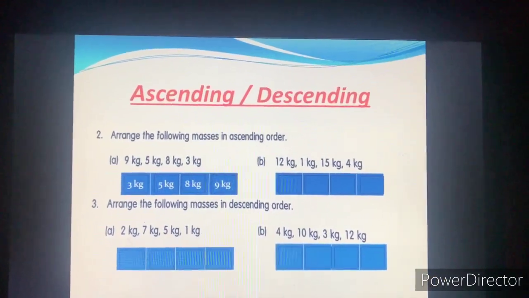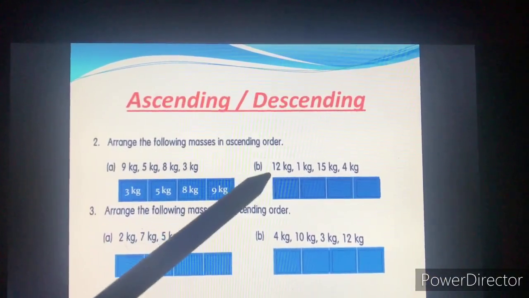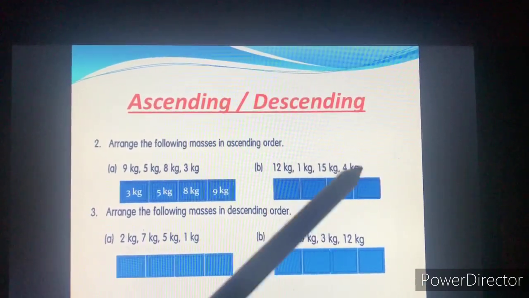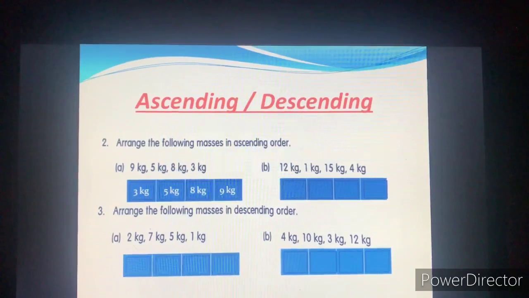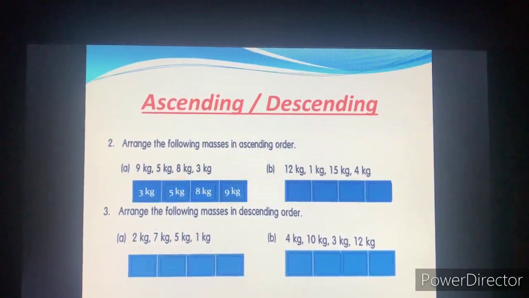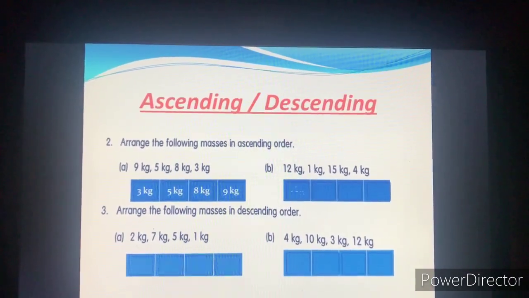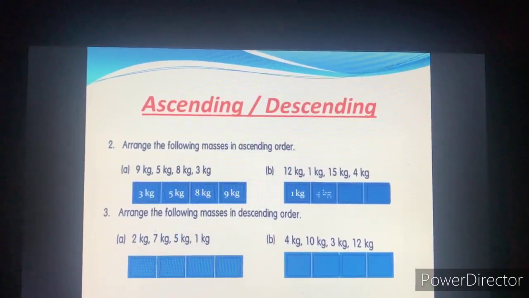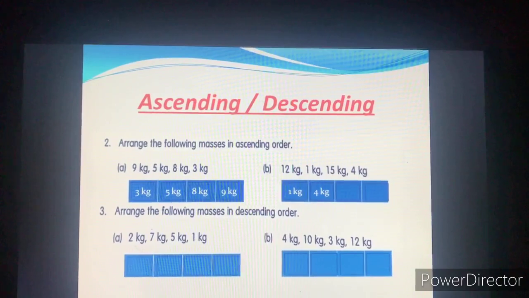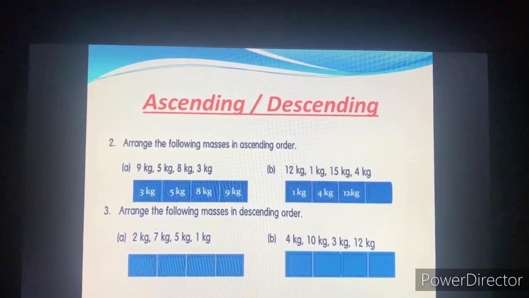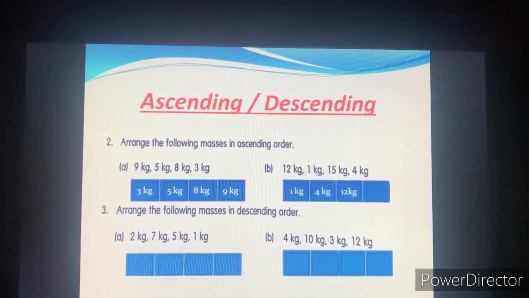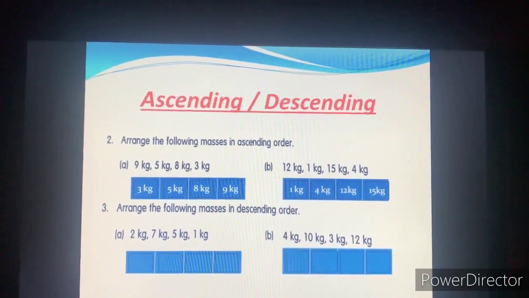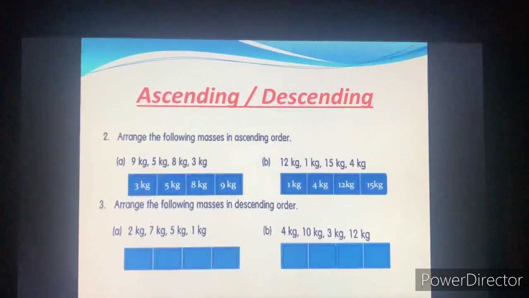Now come to question number B. This is 12 kg, 1 kg, 15 kg and 4 kg. So what is the smallest among them? Yes, 1 kg, then 4 kg, 12 kg and finally 15 kg. So 1, 4, 12 and 15.